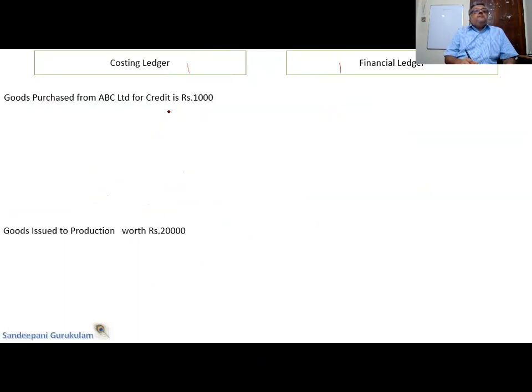Goods purchased from ABC Limited on credit, 1,000 rupees. So what entry will you be writing in the financial books? Purchases account debit to ABC Limited, 1,000 rupees. This is the one which you will be writing in your financial books.